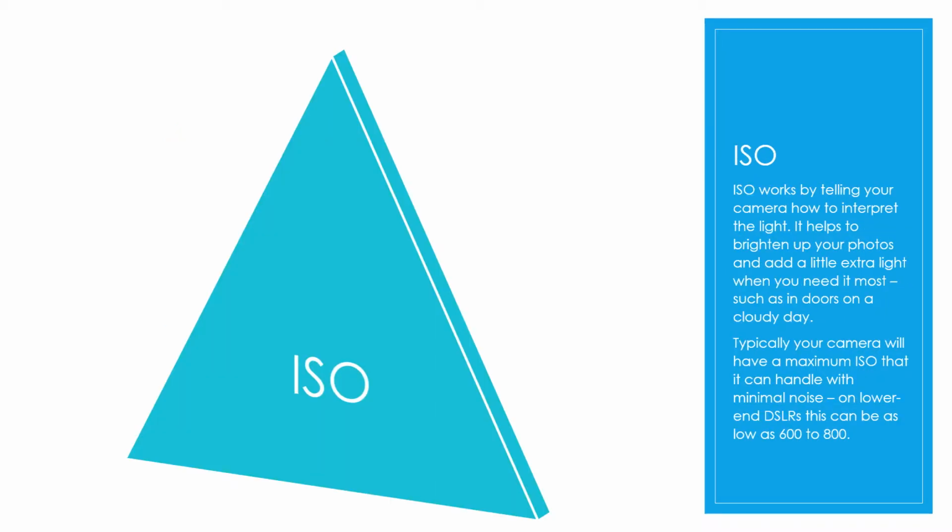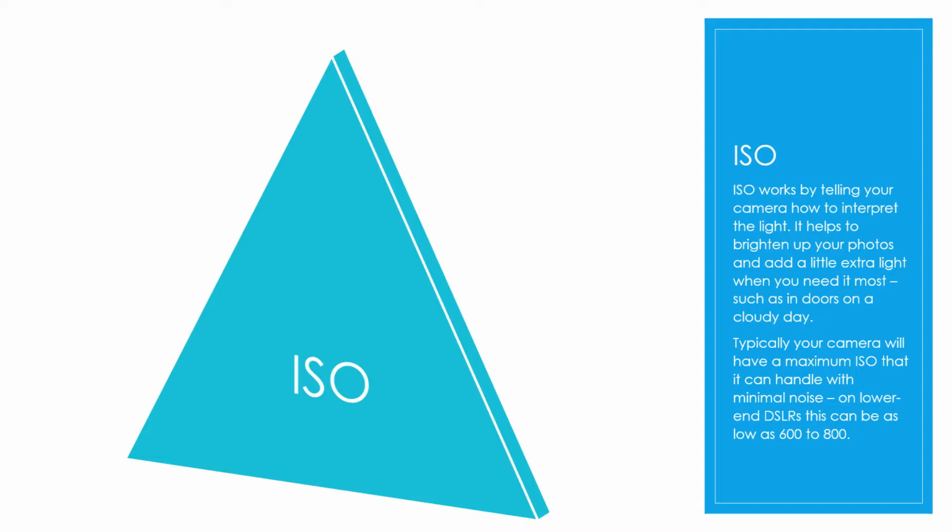ISO. ISO works by telling your camera how to interpret light. It helps to brighten up your photos, add extra light when you need it the most, such as being indoors on a cloudy day. Typically, your camera is going to have a max ISO that it can handle with minimal noise. Noise is that grainy, pixelated look to your pictures. You've probably seen it when you take pictures of your kids in a restaurant and it's really dark with your phone. You don't get enough light for there to be a crystal clear picture. So all of that little grain and stuff is what we call noise.